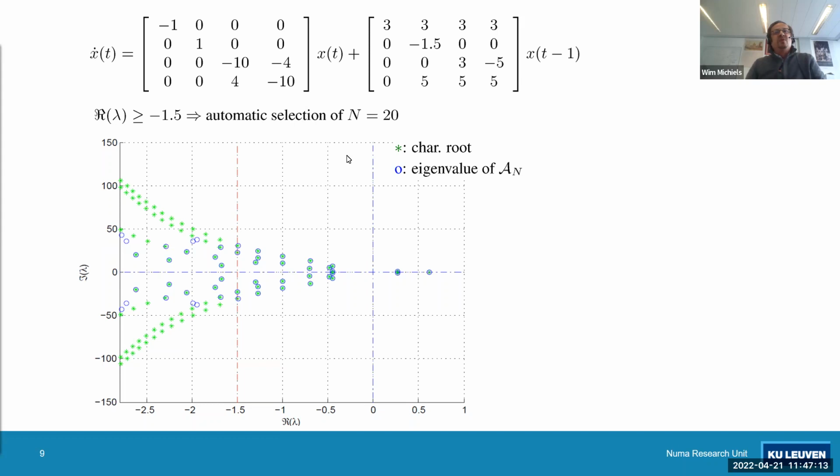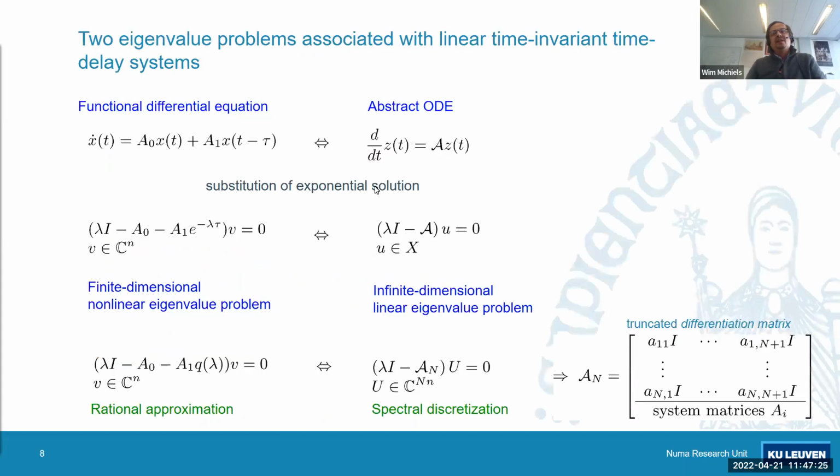But of course, a critical point is how to select n in such a way that in a given right half plane, you have a very good approximation, but without being too conservative. And for that, in fact, we again use a link between a spectral discretization and a rational approximation of the exponential. In other words, the duality of the two eigenvalue problems carries over also to the level of discretized problems. So the message is always, take the best of both worlds.